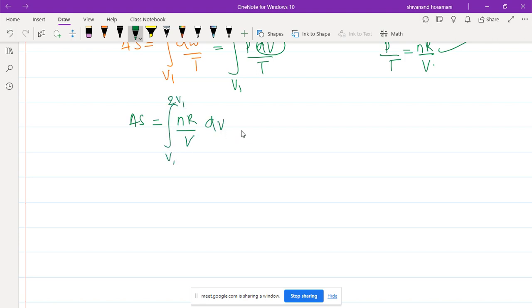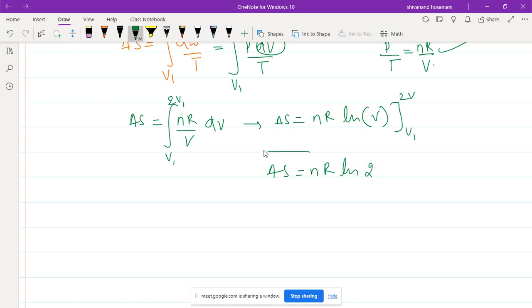What is the entropy change? Delta S is equal to nR ln of V. The upper limit is 2V1, lower limit is just V1. So if I calculate, delta S is equal to nR times ln of 2. Anyway, he has given n as one. For this, the entropy change delta S is equal to just R ln 2. Yes, this is the answer.